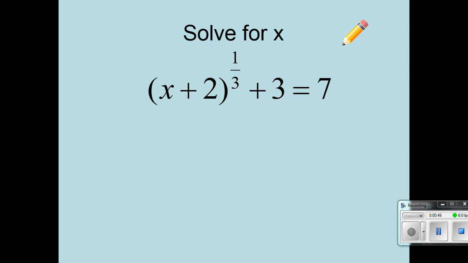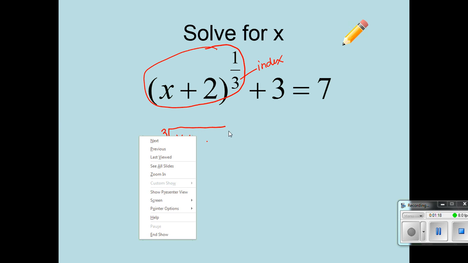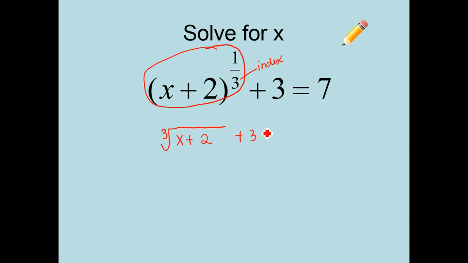It says (x plus 2) to the 1/3 power plus 3 equals 7. Now this looks complicated and scary, but remember what we learned at the beginning of chapter 6, that we can take rational exponents and turn them into radical form. This was the index, and so the index here is a 3. Therefore we would have the cube root of (x plus 2) plus 3 equals 7. Now this looks just like what we did yesterday. If we take our problems and turn them into what we saw yesterday, these won't be so bad.